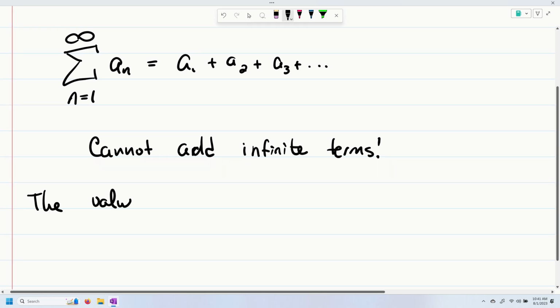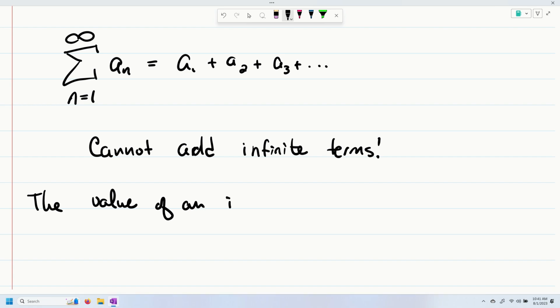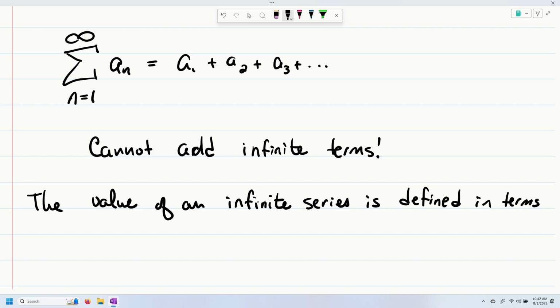The value of an infinite series is defined in terms of the limit of partial sums.